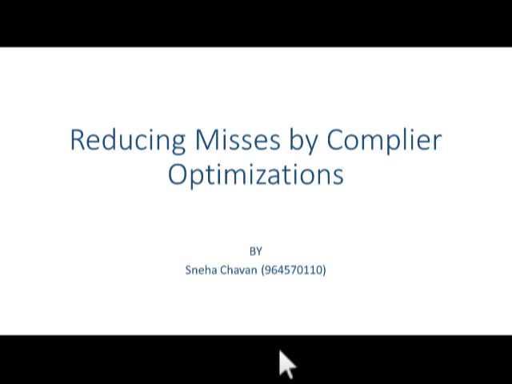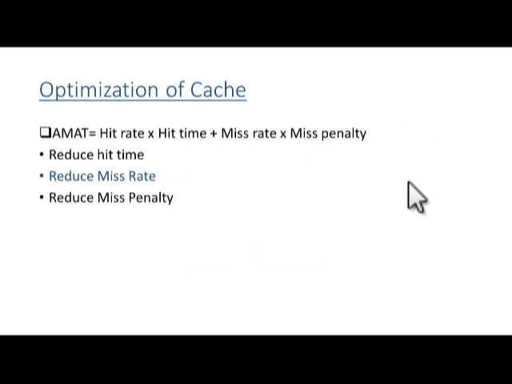Hello everyone, my topic of presentation is reducing cache misses by compiler optimization. So, how can we improve the performance of cache? In short, how can we optimize the performance of cache?